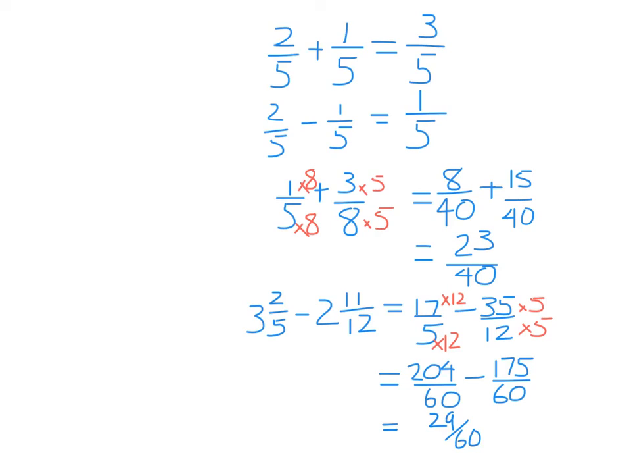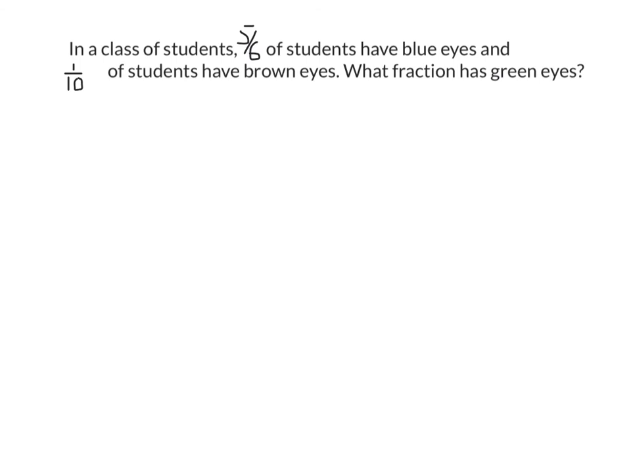All right, let's look at a couple of worded problems. So let's look at this one. In a class of students, 5/6 of them had blue eyes, 1/10 had brown eyes. What fraction has green eyes? So view the class as one whole. When we take away the number of students with blue eyes and we take away the students with brown eyes, we're left with the fraction of students with green eyes. So all I need to do is do 1 minus 5/6 minus 1/10.